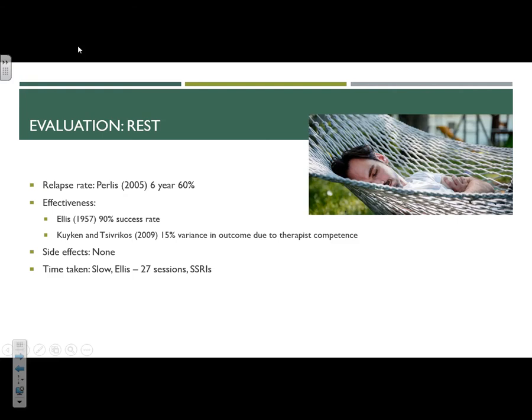Side effects: there aren't any, which is very, very good. Obviously, we don't have to spend money treating the side effects. It suggests that it's a more appropriate treatment. Not a great deal you can say on that one. I would avoid that one unless it was like a tag on at the end of one.